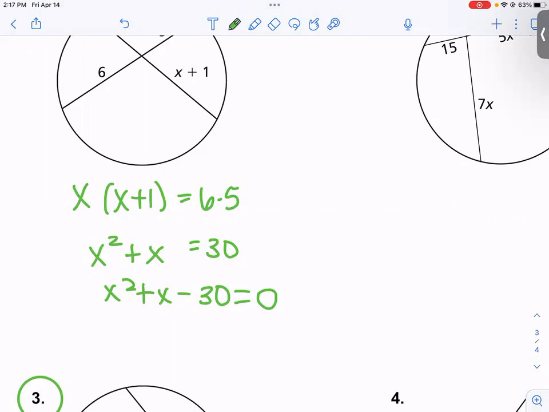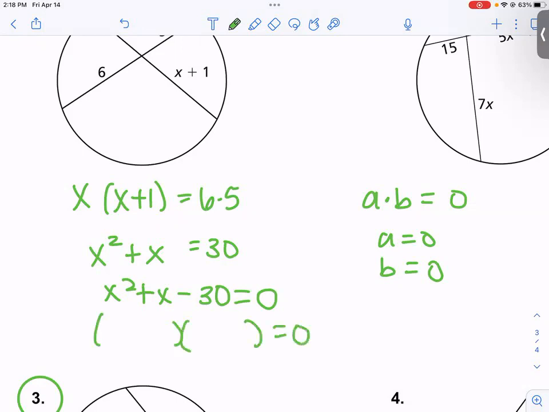Is there a rule that makes it so you have to set it equal to 0? Yes, it's the zero product property. If we have a product that equals 0, we know one of the factors needs to be 0 because anything times 0 is 0. Since we have a quadratic, we're going to factor it. We have a product that equals 0. Zero is the only product that we know is going to work like this. Anything times 0 is 0.